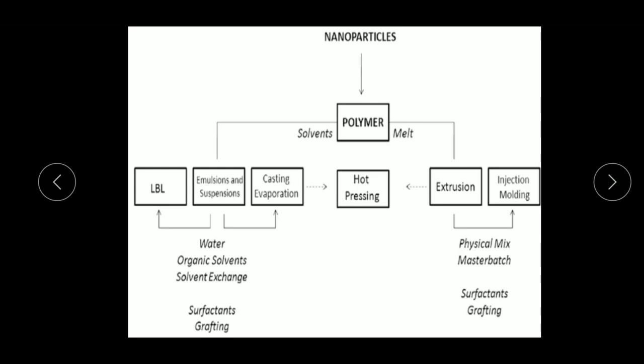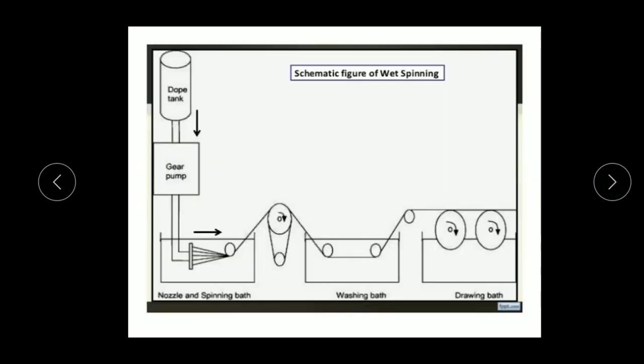In the case of solvent mixture polymers, we can adopt emulsion and suspension techniques, casting evaporation techniques and hot pressing techniques. In the direct molten method, we can take the processing techniques extrusion, injection molding and compression molding. So let us discuss in detail one by one.